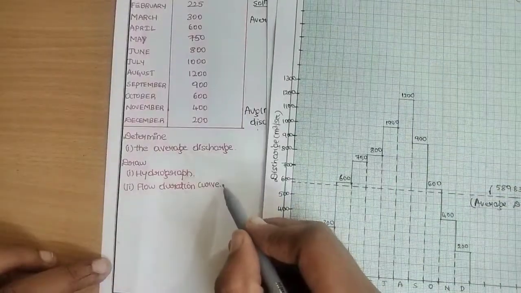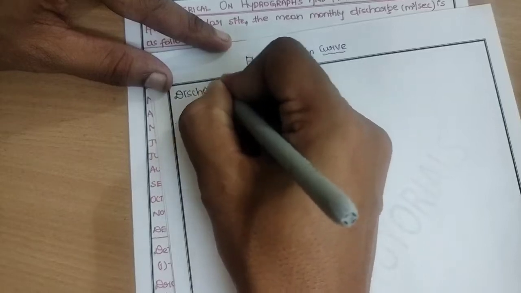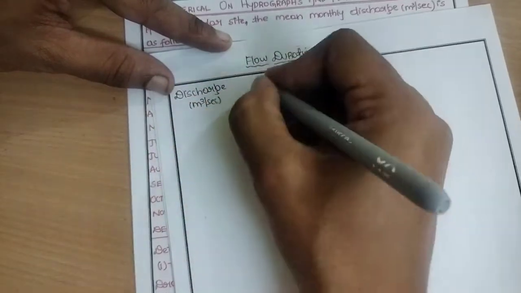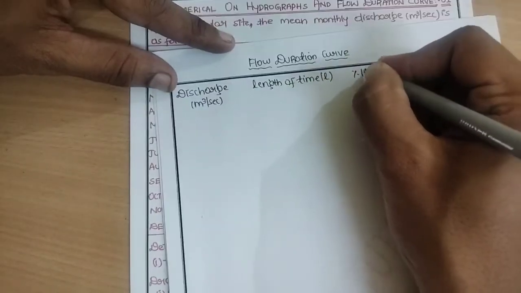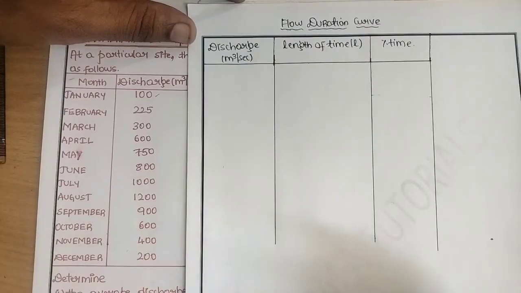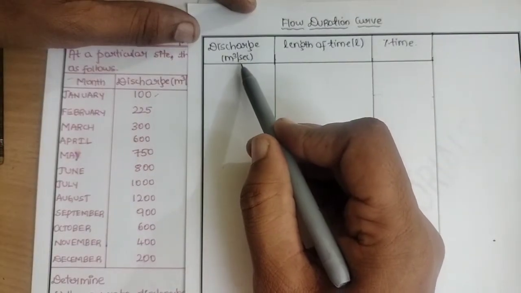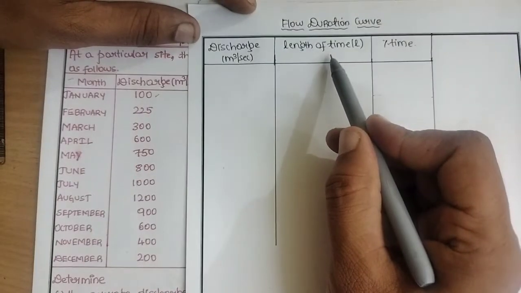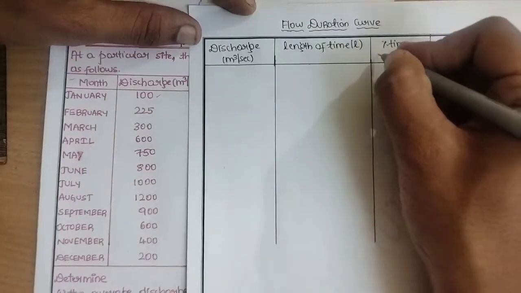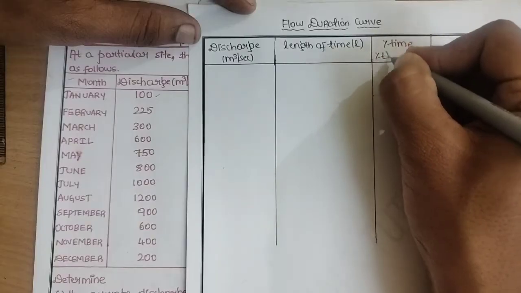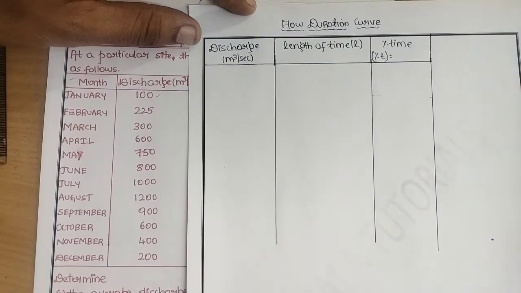Now let us see how to construct the flow duration curve. A small tabulation we have to prepare. The first column goes with discharge in meter cube per second. The second one is length of time, I am calling it L, and the percentage time. Now let us call the percentage time as percentage T itself. There is a small equation. Let us see how to solve that one.